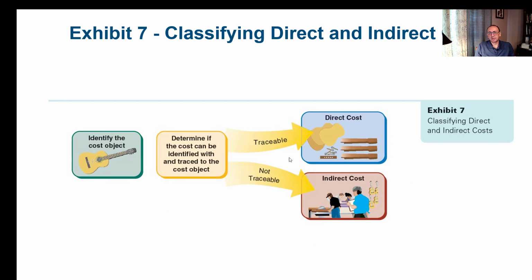So think about that. We need to identify the cost object, and in our case here, the cost object is the guitar. We need to determine if the cost can be identified with and traced to the cost object. If it's traceable, things like wood and strings, we refer to the cost as direct cost. If it's not traceable, things like, again, insurance, maybe management salaries, this is considered to be indirect cost. So again, based on the traceability of the cost, we can decide whether it's direct cost versus indirect.